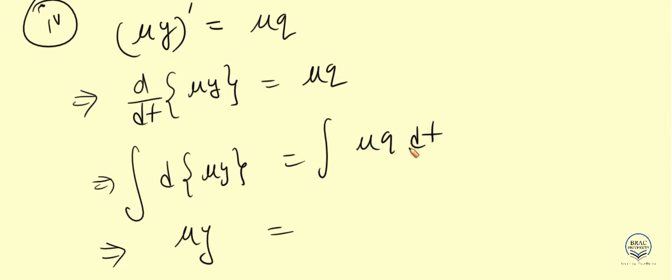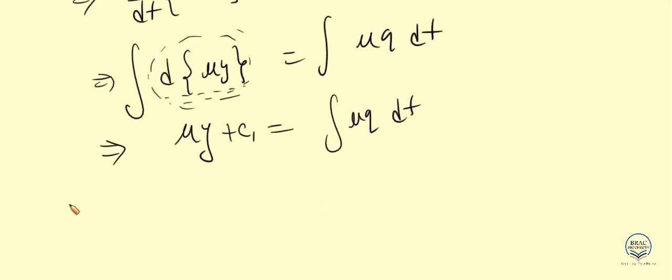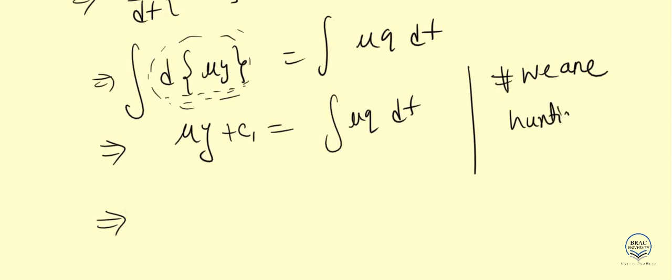We are not choosing anything specific for mu and q, and since you have integrated this part over here, for example, if you had integrated dx, this will be x plus c, right? Some constant. So that's why you can write a constant like c1 like this, and this will be mu q dt. And now since we are looking for y, remember we are hunting for y of t. So we want to solve for y.